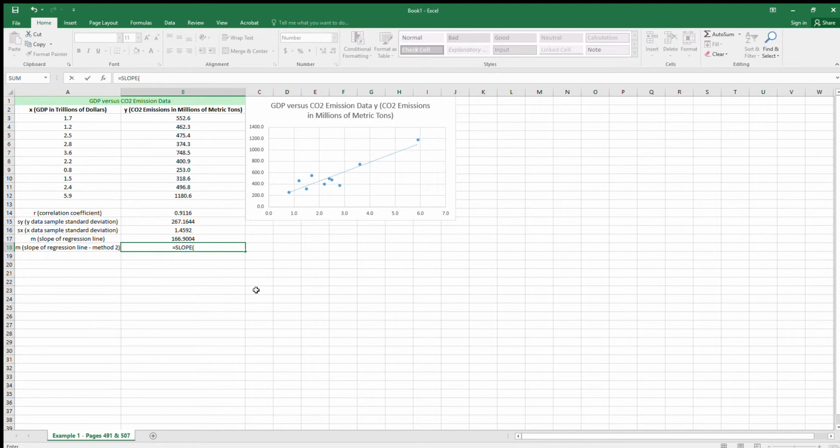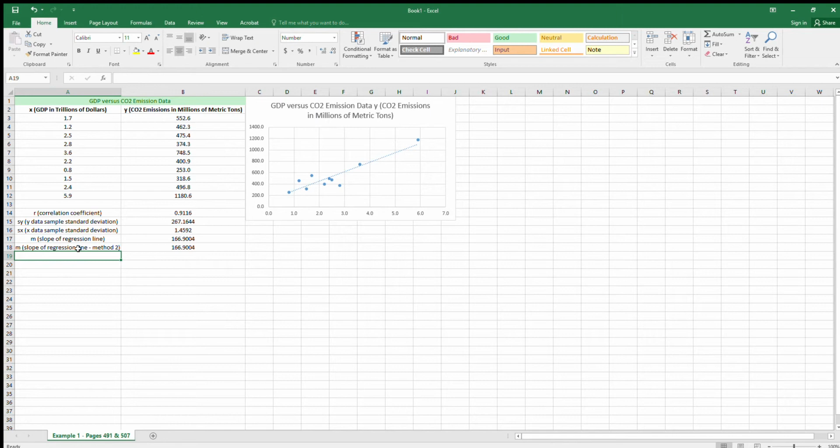So we'll hit tab. The first set of data it wants to know is the known y values, which is what's in column B. So we highlight that, comma. The next input the slope function wants is the known x values. So we highlight those, shift 0 to close the parenthesis, hit enter, and you see we get the exact same value for the slope. So however you want to do it is fine. You'll get the same answer either way.